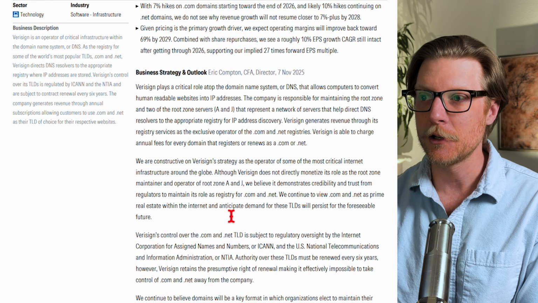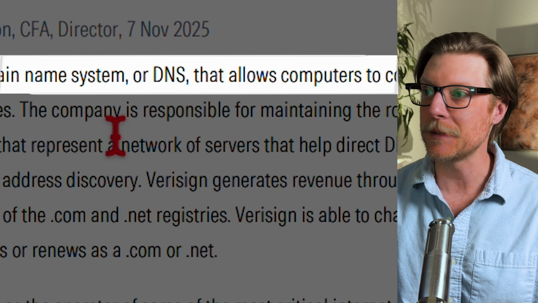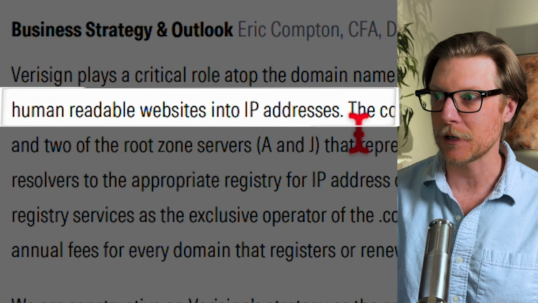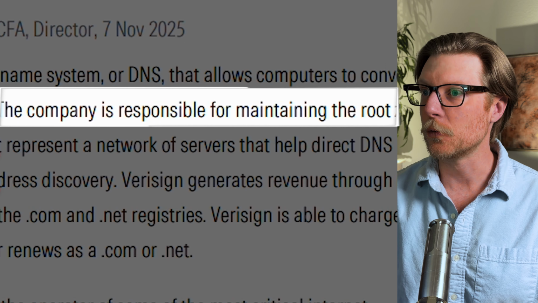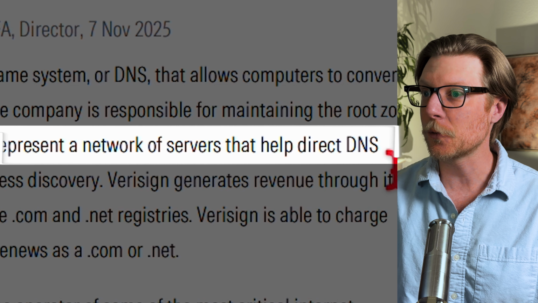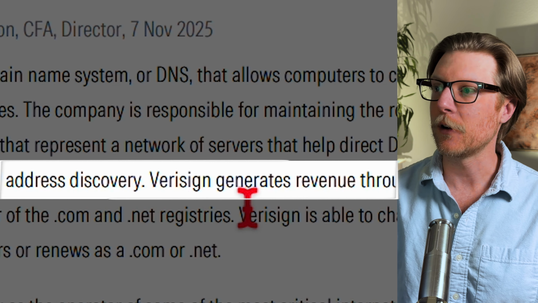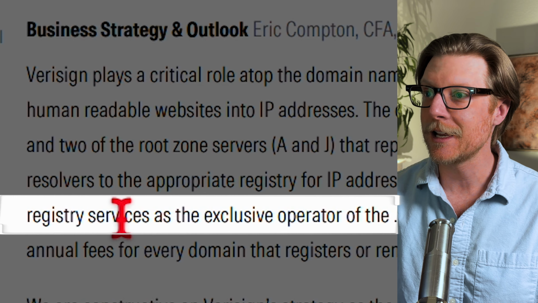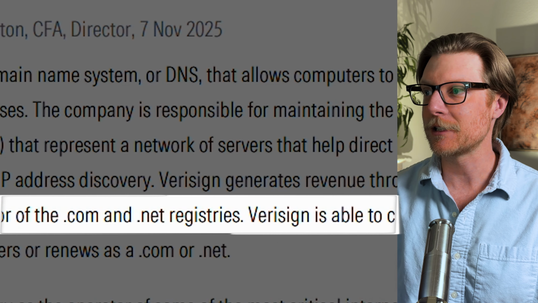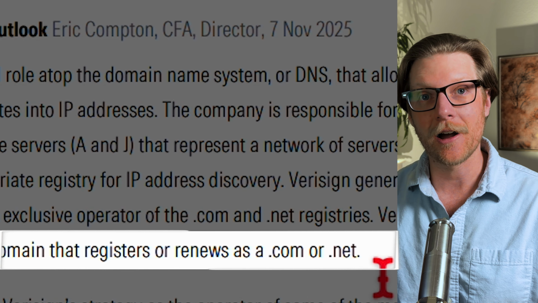Let's scroll down just a bit to the business strategy and outlook. Verisign plays a critical role atop the domain name system, or DNS, that allows computers to convert human-readable websites into IP addresses. The company is responsible for maintaining the root zone and 2 of the root zone servers, A and J, that represent a network of servers that help direct DNS resolvers to the appropriate registry or IP address discovery. Verisign generates revenue through its registry services as the exclusive operator of the .com and .net registries. Verisign is able to charge annual fees for every domain that registers or renews as a .com or a .net.